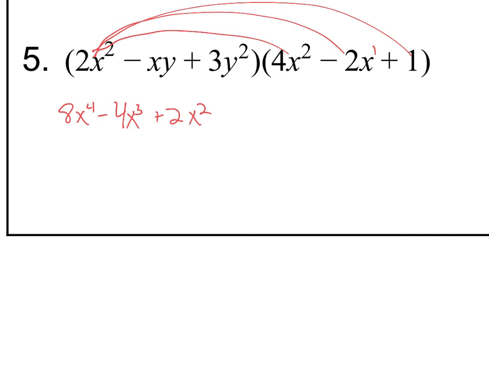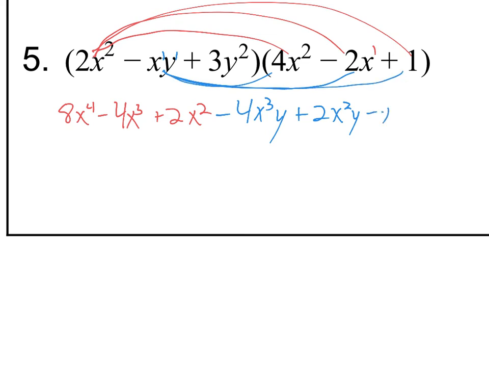Now we'll do the same thing with the negative xy. Negative xy times 4x squared is a negative 4x to the 3rd y, because remember that x and the y both had exponents of 1. Negative xy times a negative 2x would be a positive 2x squared y. Then negative xy times a 1 is just itself, negative xy. That's not too terrible.